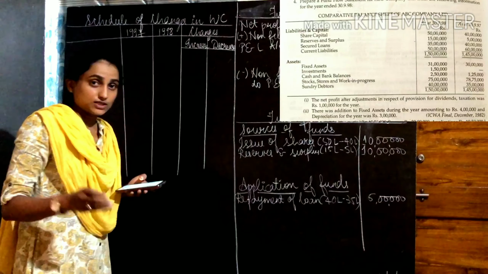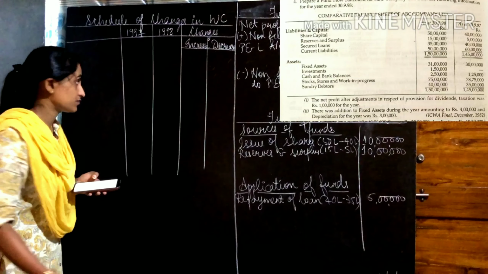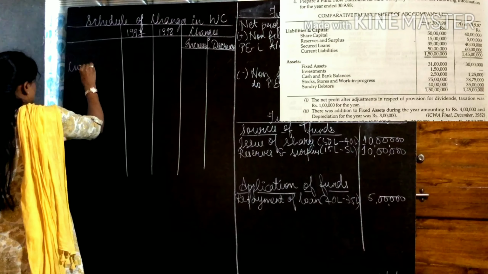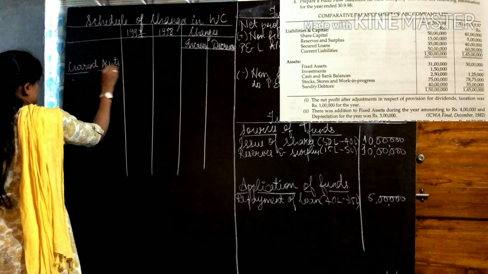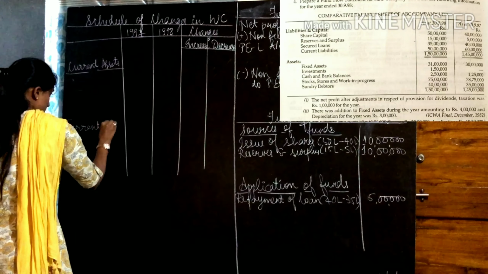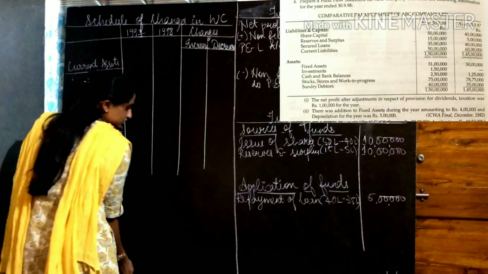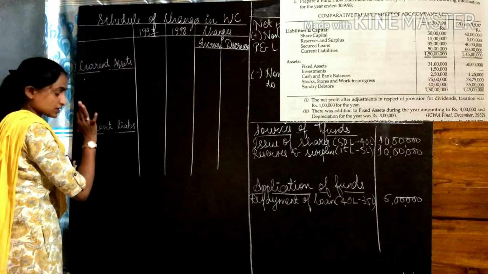Next is current liabilities. I had told you all current liabilities and current assets will come in the schedule of changes in working capital. So let me write here current assets and current liabilities. So like this we write the head. I hope this is visible to you all. So these are current assets and these are current liabilities.